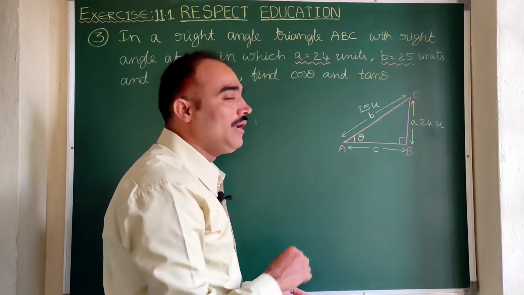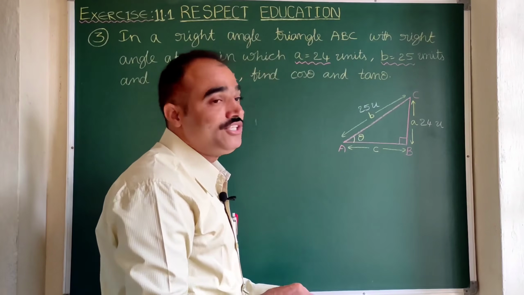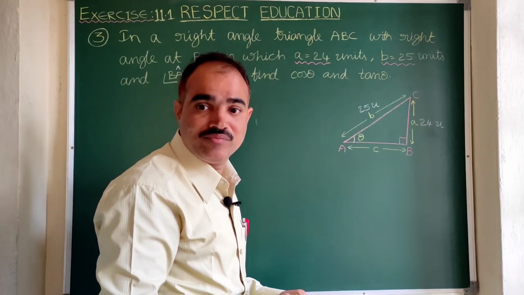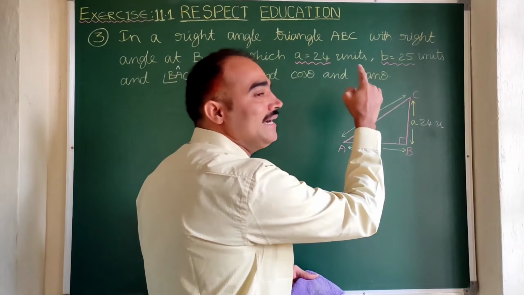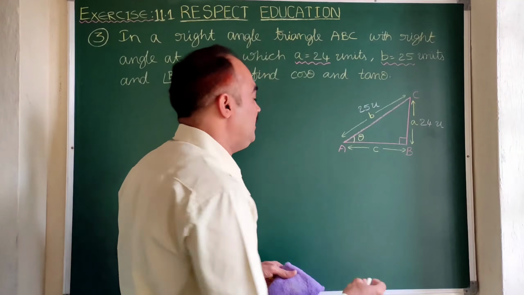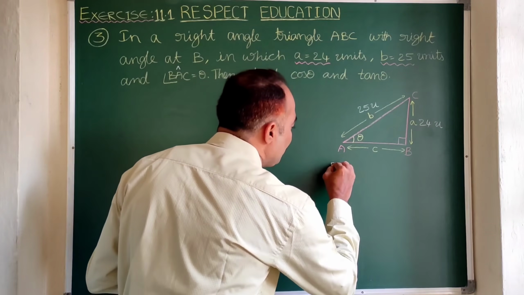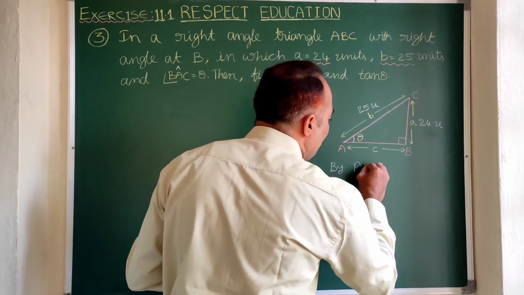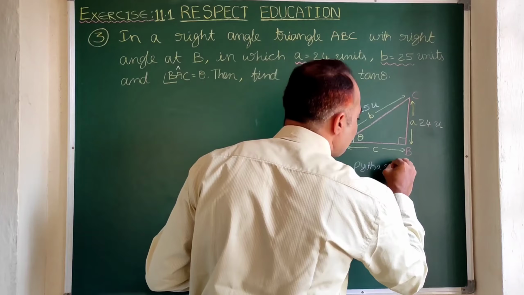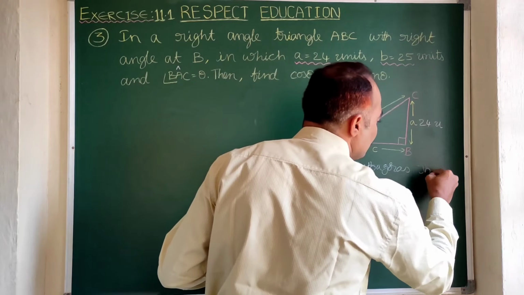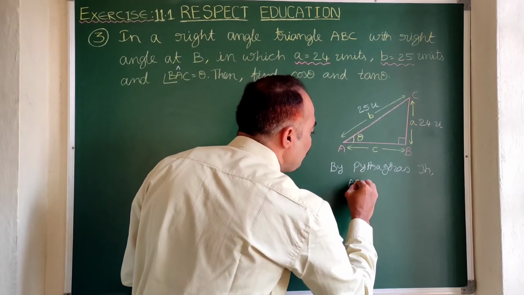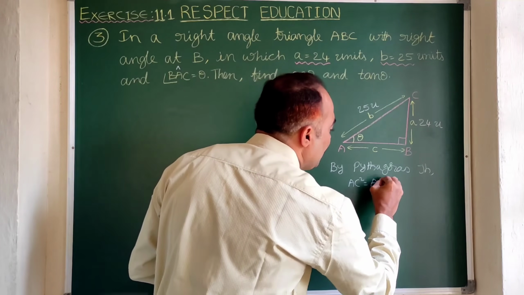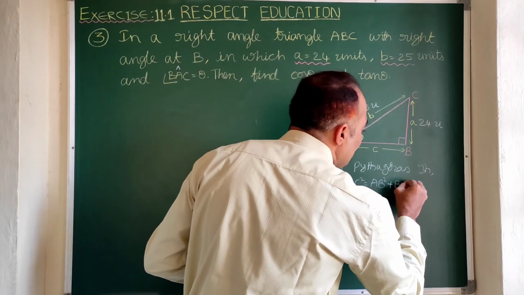So what theorem can be applicable here? Pythagoras. Why should we apply Pythagoras theorem? To find the third side, that too it is a right angle triangle. Clear? So here let us apply Pythagoras theorem now. So by Pythagoras theorem, here AC square is equal to AB square plus BC square.